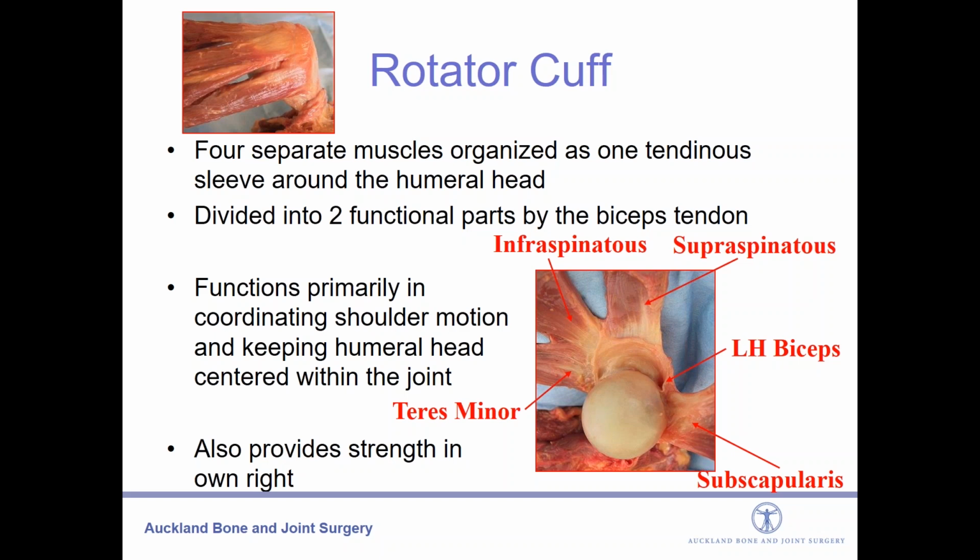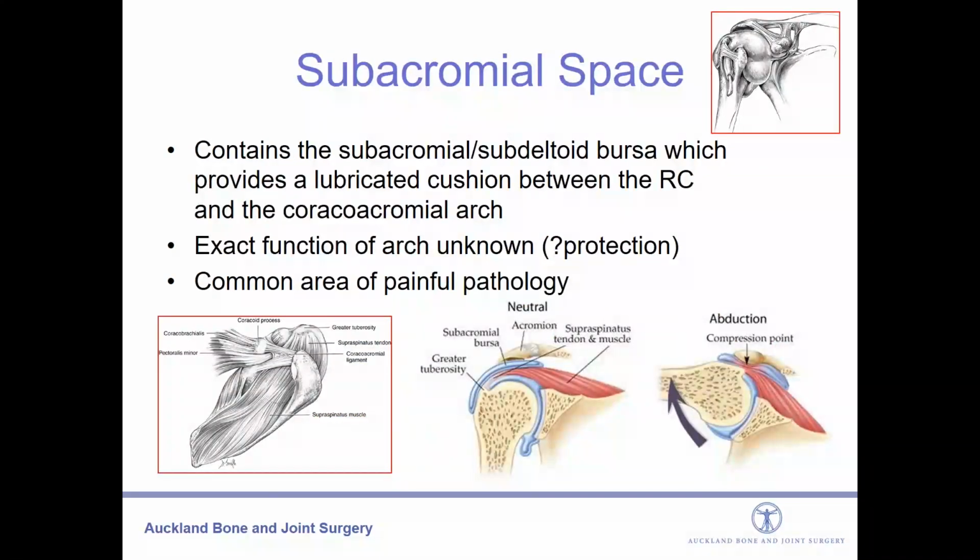In fact, we probably don't fully understand all that the rotator cuff does. It is important in stability, as I've said, but it also functions primarily in coordinating shoulder motion, keeping the humeral head centered while the other bigger muscles move the shoulder around. Rotator cuff runs through this specialized space, the subacromial space. Again, there's a lot that we don't understand about the subacromial space. We don't really know what the function of the coracoacromial arch is.